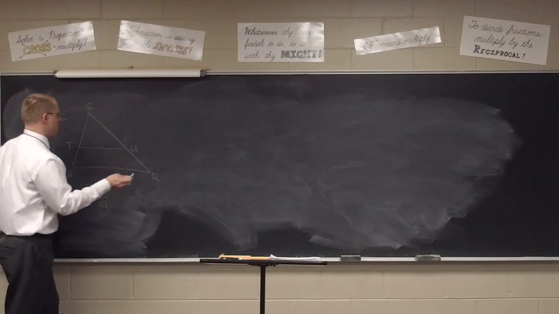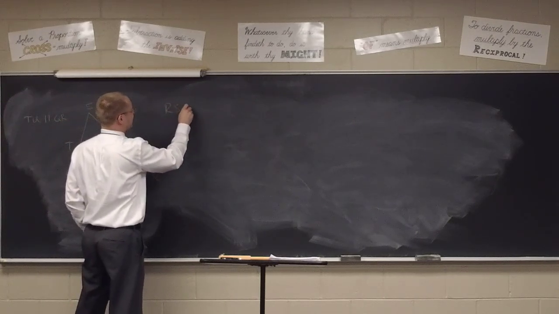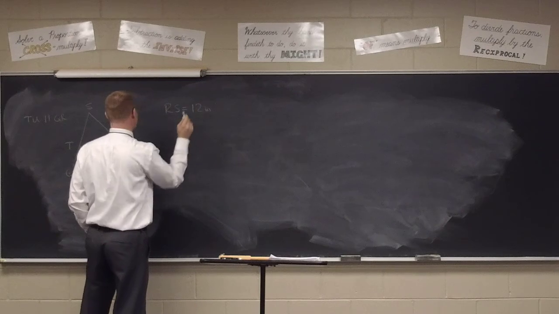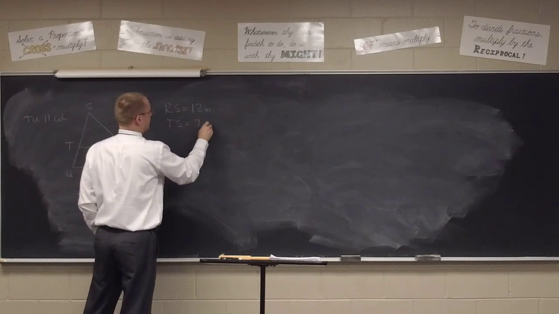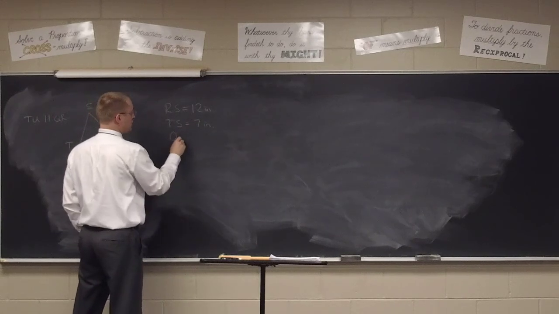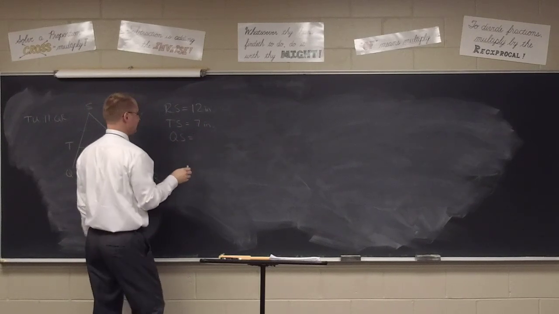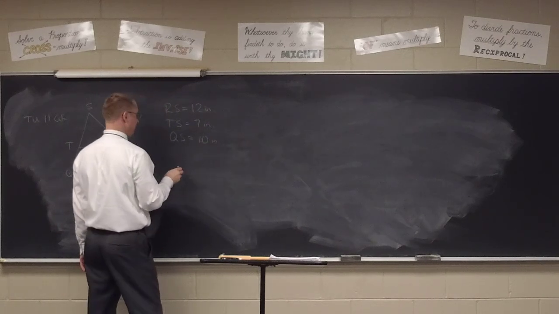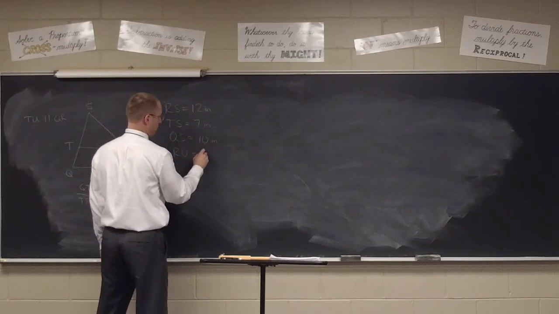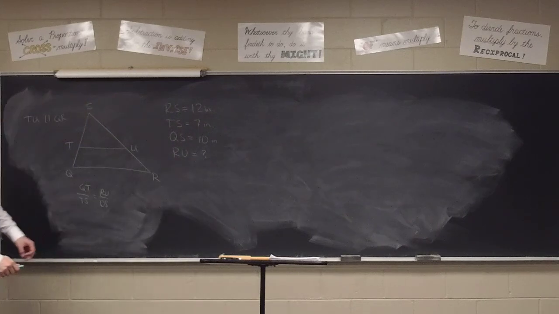So if I told you that RS was 12 inches, if I told you that TS was 7 inches, if I told you that QS was 10 inches, and I was asking for RU, at your seats, solve.